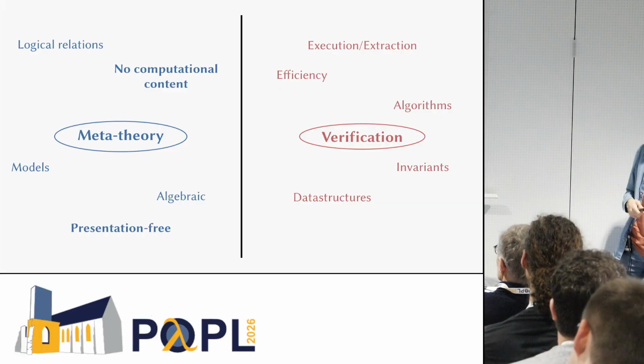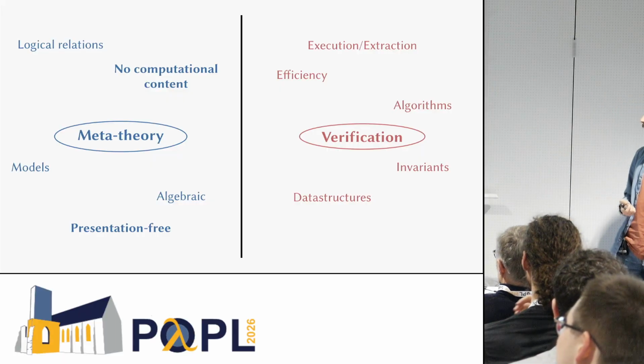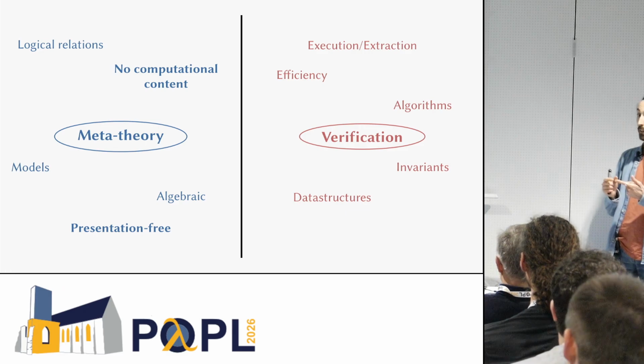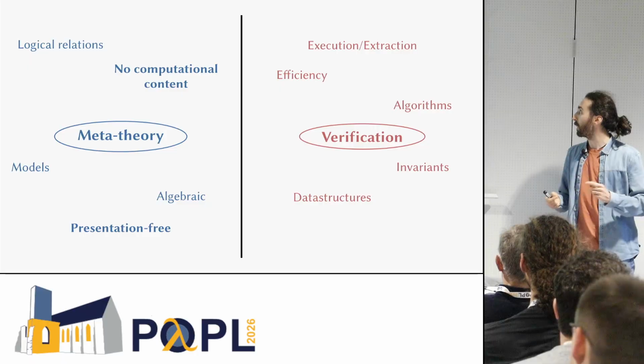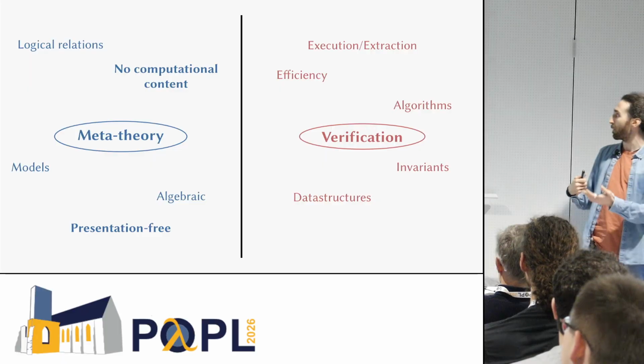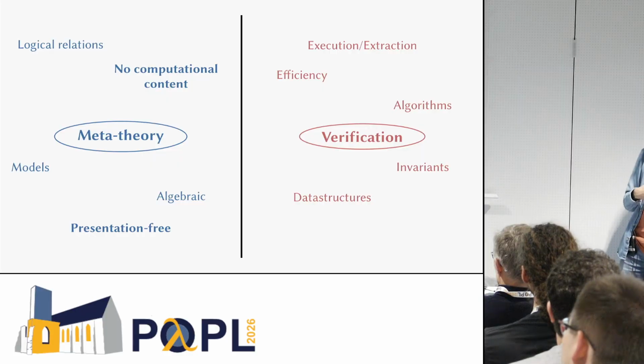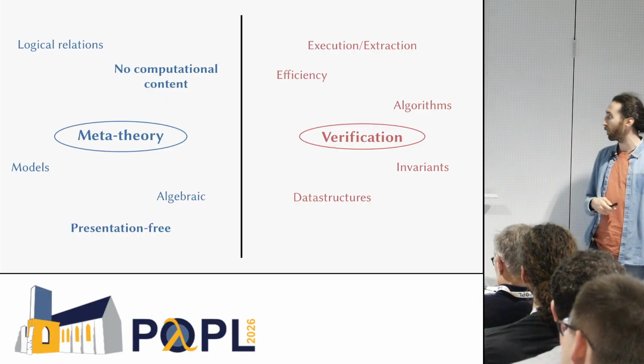And then the other side is what I call verification. And here we care about the actual algorithms. We even care about their efficiency. So we care about how things execute. Maybe we want to extract programs that run from, if we started from something in a dependent type system, we want to extract it to actually be able to run it.